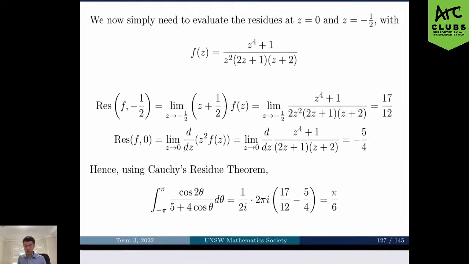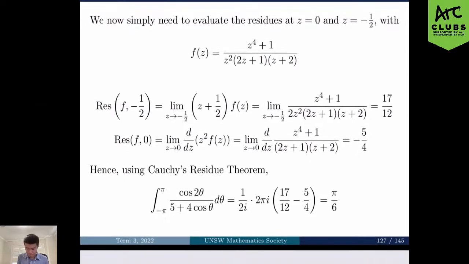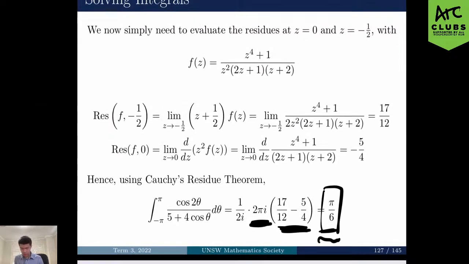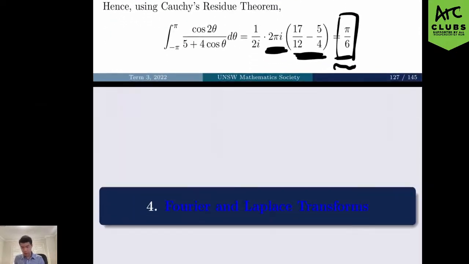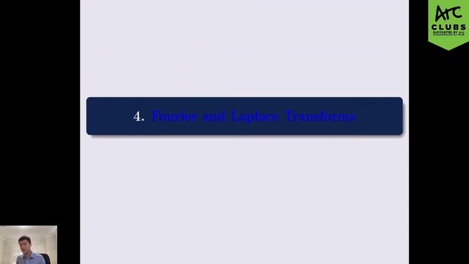And so using Cauchy's residue theorem, what you end up getting is 2πi times the sum of the residues, and then you get π on 6. Cool. If there are any questions in the chat, just let me know. But that's basically the integrals we've got done. We're going to move on to Fourier and Laplace transforms.